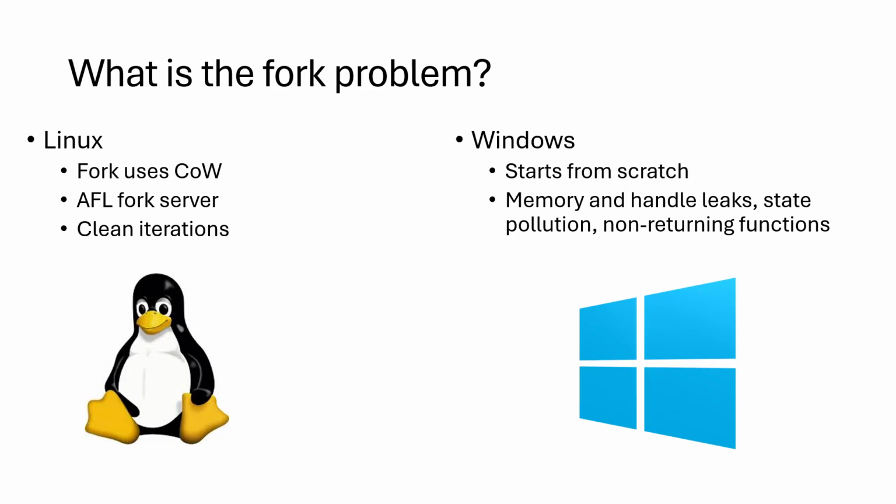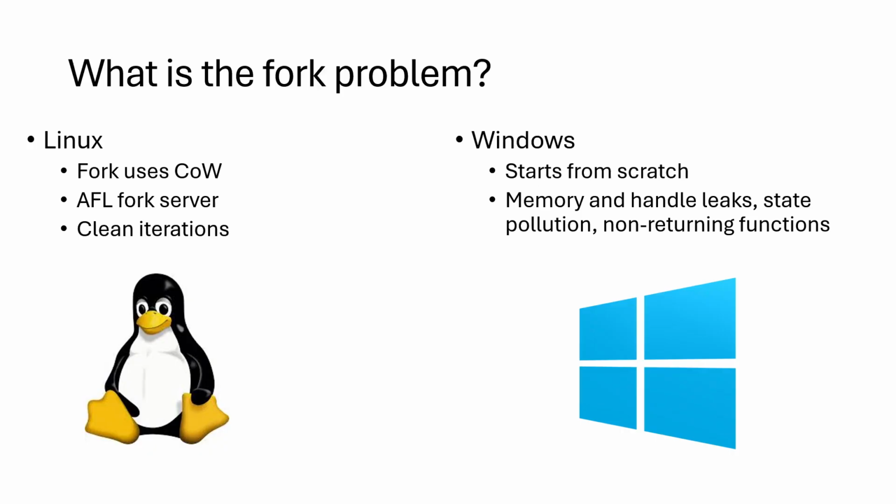So you start the program once, it'll initialize, and then you can set up a fork server. Each test case, it clones the already initialized process copy on write, so it only copies it when something changes from the original program. Each child gets a clean slate, and the crashes don't affect the parent.